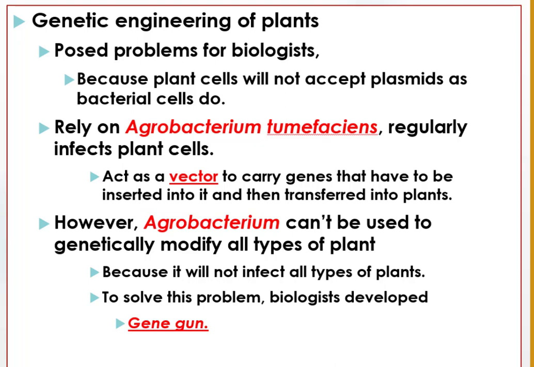Genetic engineering in plants is not as simple as genetic engineering in bacteria. Genetic engineering of plants posed problems for biologists because plants will not accept plasmids as bacteria cells do. So, scientists rely on Agrobacterium tumefaciens that regularly infects plant cells. Biologists use this Agrobacterium as a vector to carry genes that have to be inserted into the bacteria and then transferred into plants. However, Agrobacterium can't be used to genetically modify all types of plants.